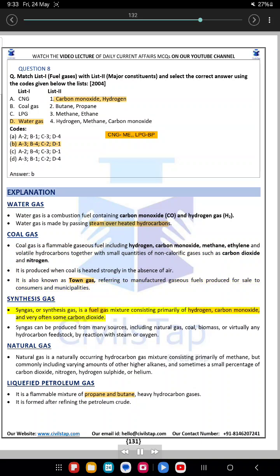Synthesis gas. Syngas, or synthesis gas, is a fuel gas mixture consisting primarily of hydrogen, carbon monoxide, and very often some carbon dioxide. Syngas can be produced from many sources, including natural gas, coal, biomass, or virtually any hydrocarbon feedstock, by reaction with steam or oxygen.